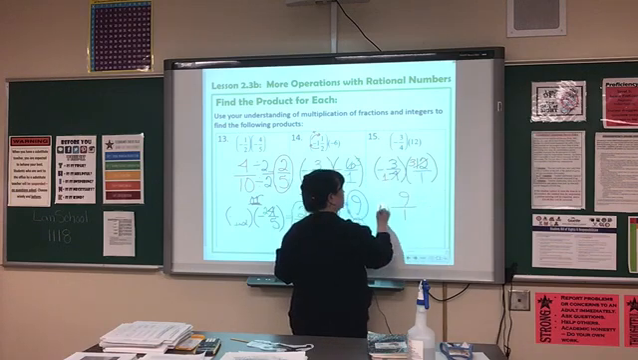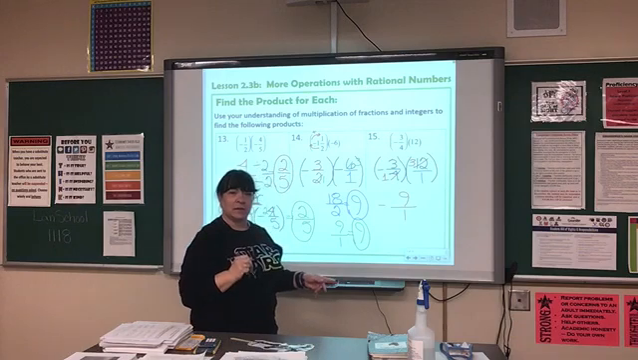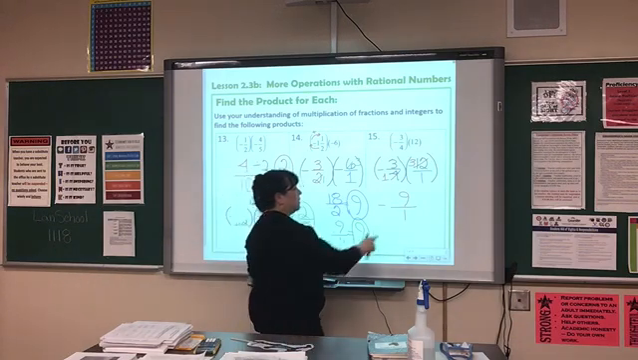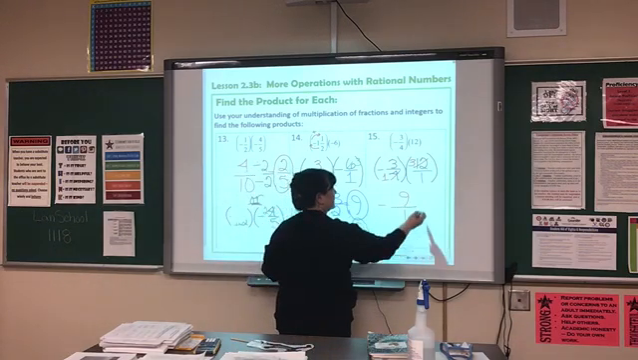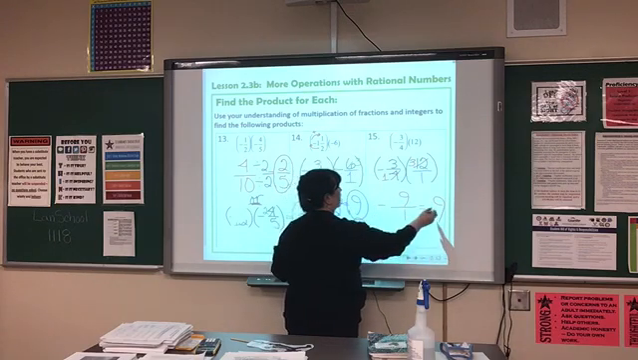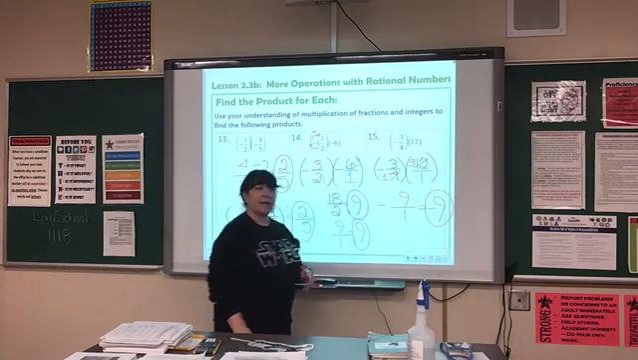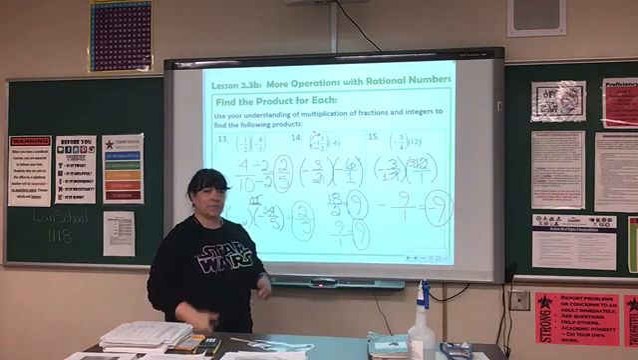Negative times positive means this is negative, but wait a minute, it is top heavy. So 9 divided by 1 is 9. And I didn't change its value. I just changed what it looked like. It stays a negative. We good?